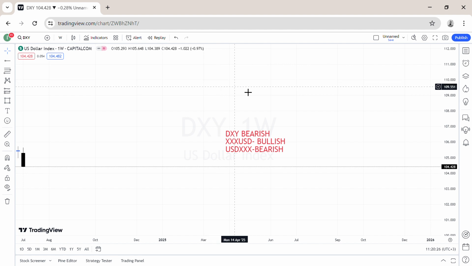Okay, we all know that when DXY is bearish, the XXUSD, or the pair that has USD as the quote currency, goes bullish, right? And the pair that has USD as the base currency goes bearish. Now with this information, let's go to charts, the DXY chart, all right?